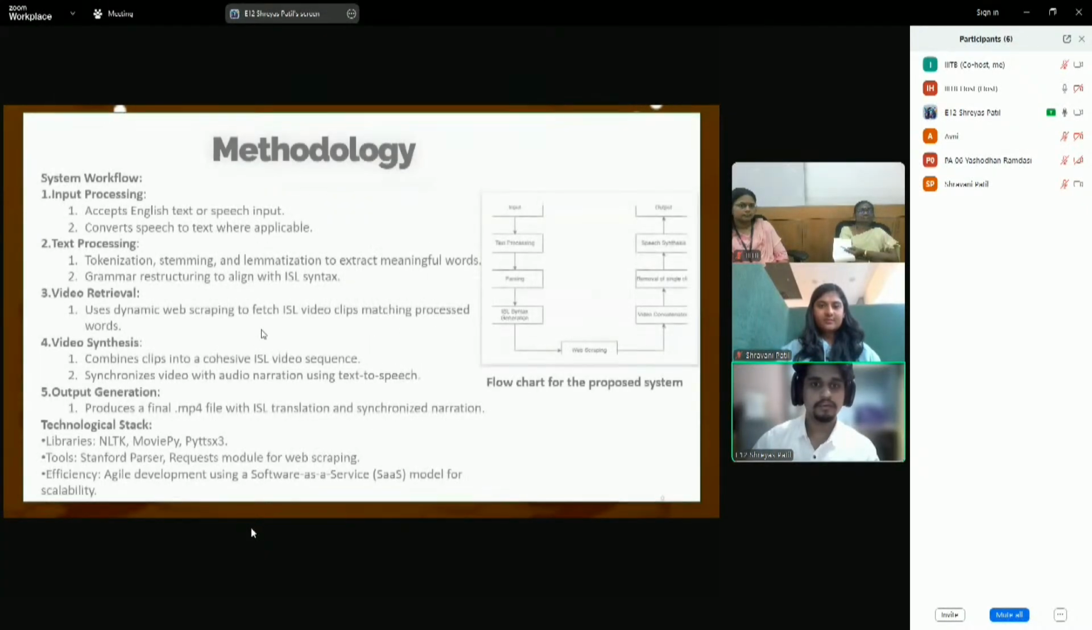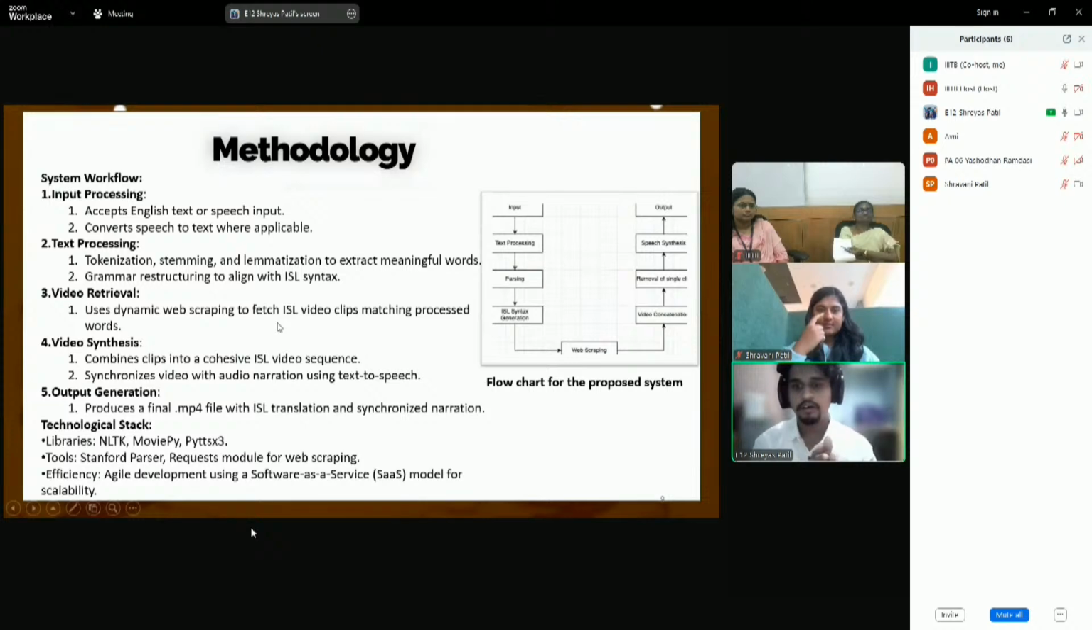So the methodology of the entire structure is basically we first input a proper English sentence, and then the first step is to tokenize the sentence into each and every token. Then we use stop words removal. We remove each and every stop word, that is, this is an R. As we have only 2017 videos in the vocabulary of the ISL, we don't have that much freedom, so removing these stop words makes a lot of sense.